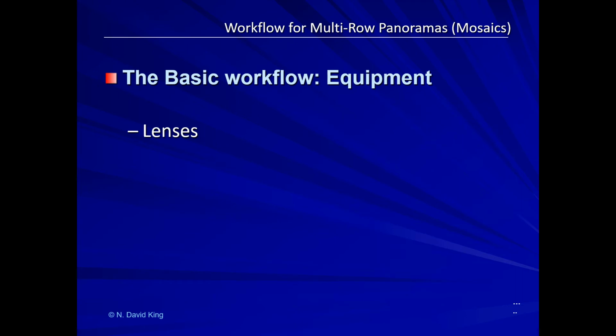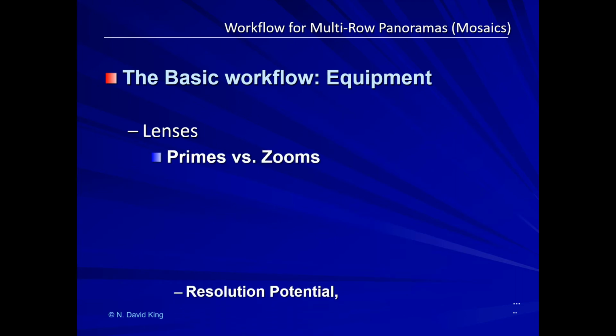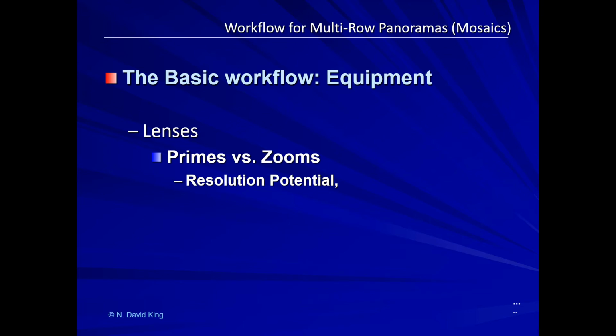So let's talk a little about lenses. Primes versus zooms. Resolution potential. Well, primes are inherently better, higher resolution, better optic lenses than zooms. That has always been the case. Now, modern zoom lenses have gotten really, really good. Don't get me wrong here. There are some gorgeous modern zoom lenses. And yet, a high-end prime is going to be optically slightly better.